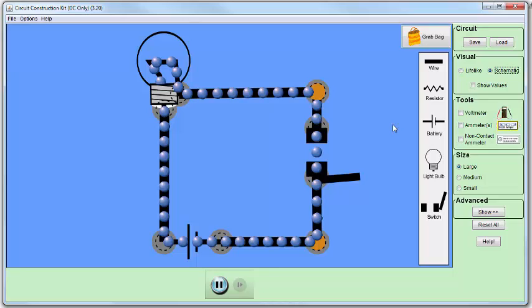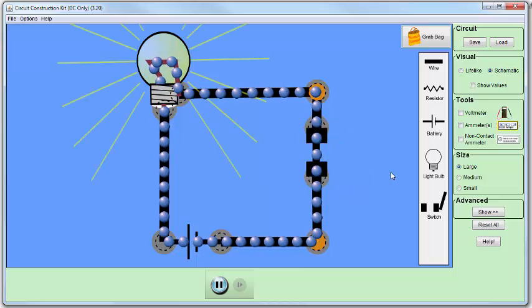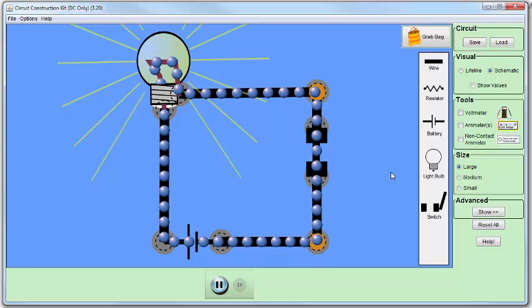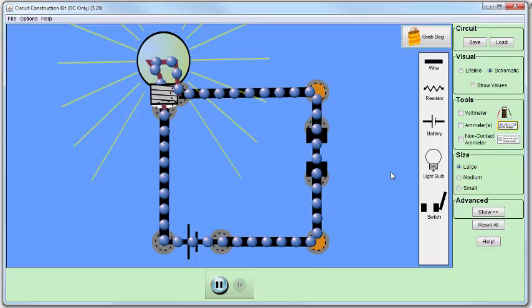When the circuit is connected, the electrons start to move around the circuit. Let's have a look. So here, the battery is providing the energy that allows the electrons to move. When the electrons move through the light bulb, the energy they are carrying is turned into light energy, and this causes the light bulb to light up.